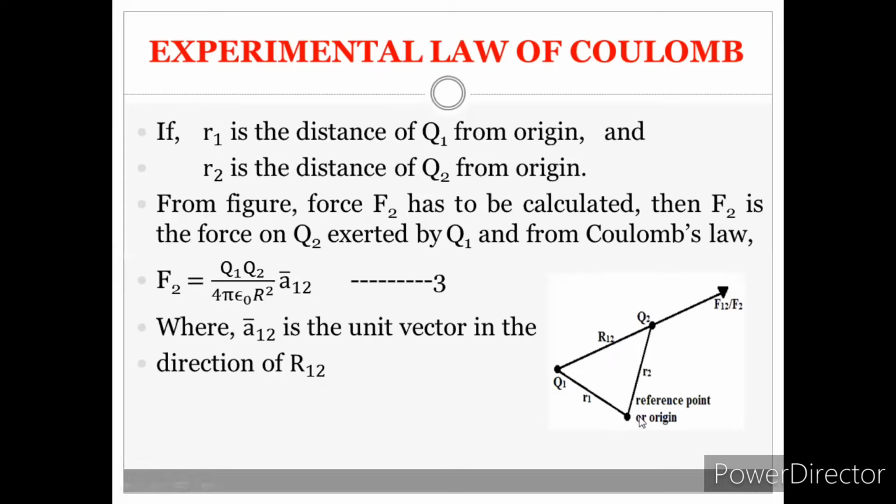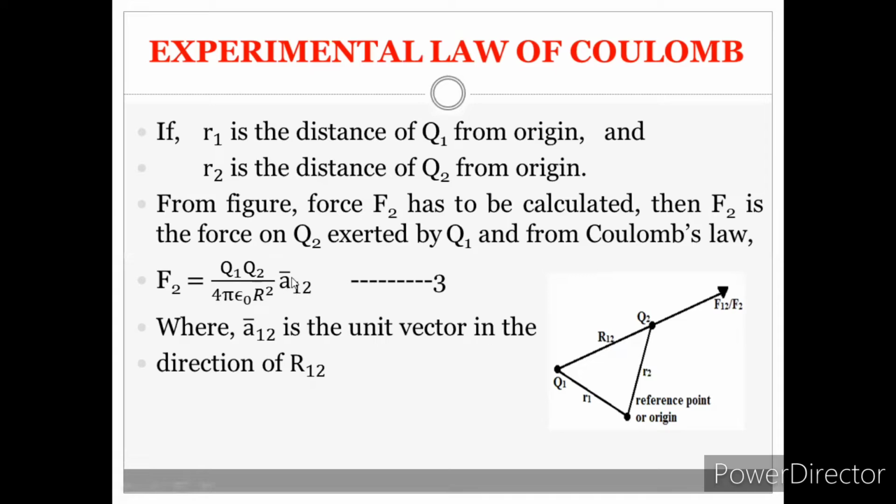So we have a reference point called the origin, and the distance from charges Q1 and Q2 with respect to origin is small r1 and r2 there. So if you can observe, r1 is the distance of Q1 from origin, and r2 is the distance of Q2 from the origin. So from the figure, you can observe force F2 or F12, that is force from 1 on 2, has to be calculated. That is, whatever the destination charge is, that is given as a suffix. F2 is the force on Q2 exerted by Q1. And from Coulomb's law, we can state that F2 is equal to Q1 Q2 divided by 4 pi epsilon naught r square.